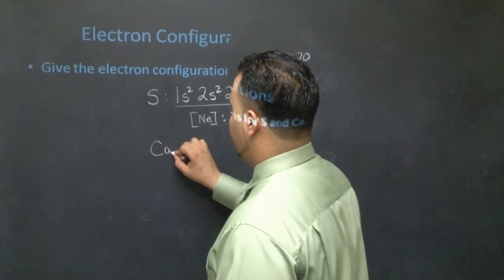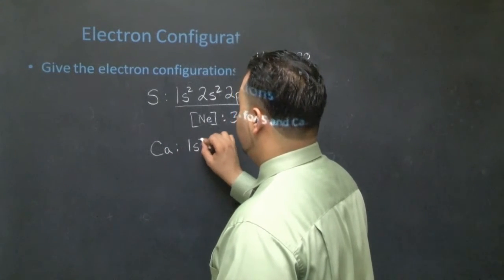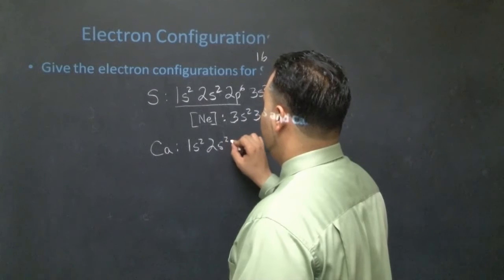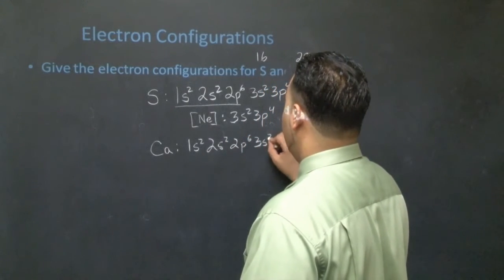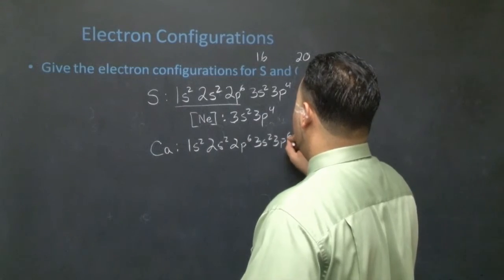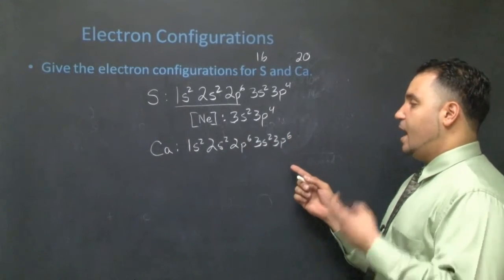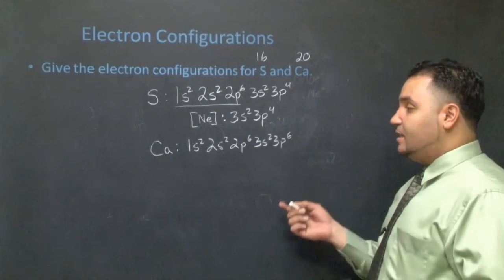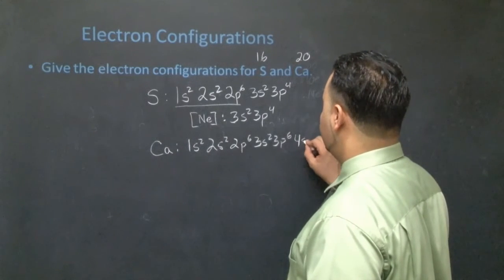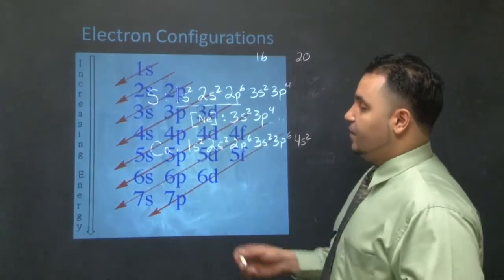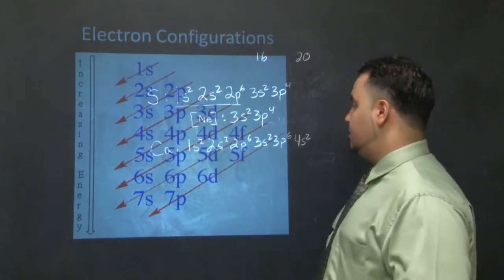Now, what about calcium? Calcium's electron configuration. Okay, start off, we have 1s2, 2s2, 2p6, 3s2, 3p6. Right there. Okay, I already have 18 electrons, okay? Now I need 20, so I go to the last one, 4s2. And going back over here, after 3p comes 4s, no problem.